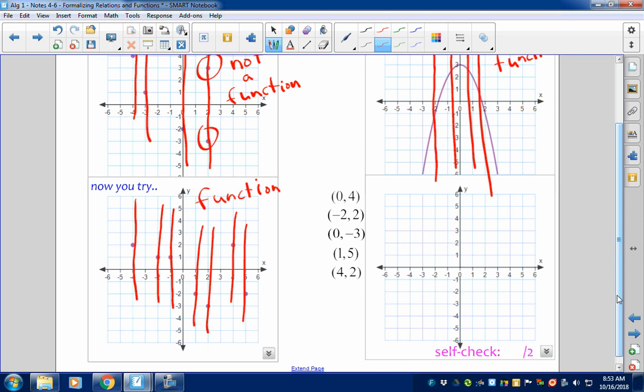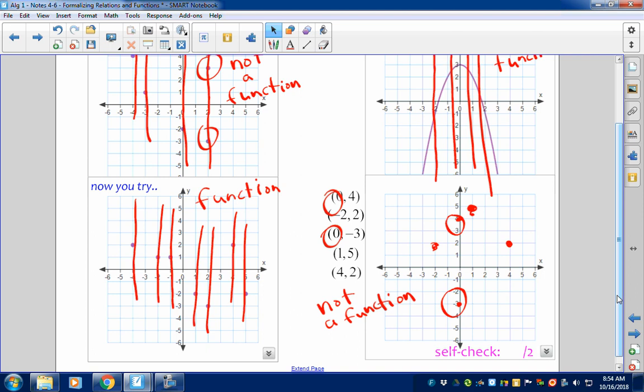And then this one we've got to do some plotting of points before we can tell. 0, 4 would be up here. -2, 2 is right here. 0, -3 is here. 1, 5 is up here. 4, 2 is right here. But right here, here and here, I have 2 points that both have the same x-coordinate of 0. So for that reason, this is not a function.